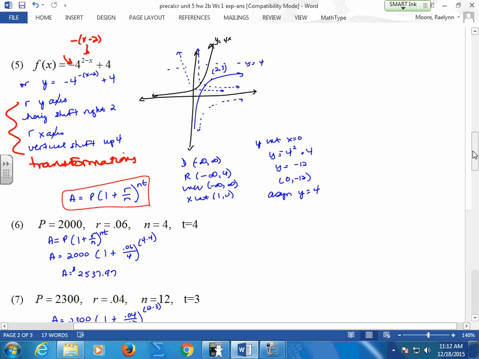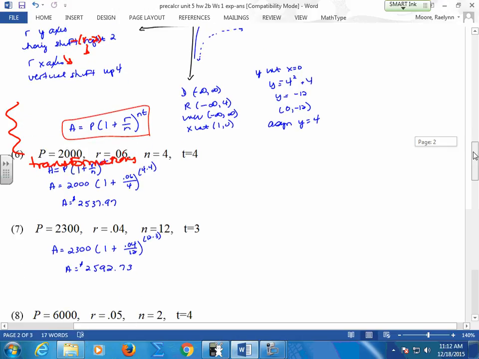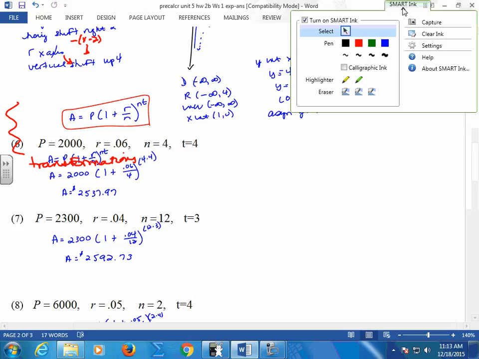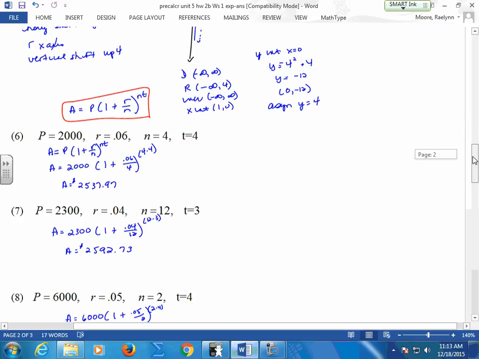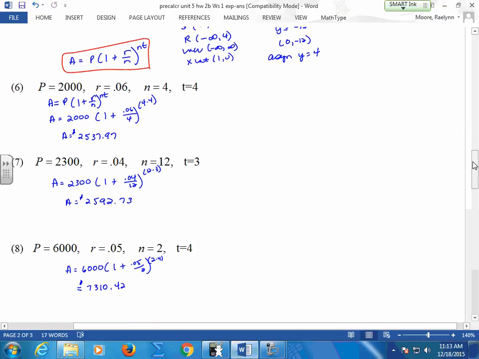Okay, the next part, how'd the next part go? Using your formula? We okay with these? You have to know that formula. N is where it's compounded. Your rate, don't forget to flip to a decimal. 5% is 0.05, not 0.5. In case they give it to you in percents.